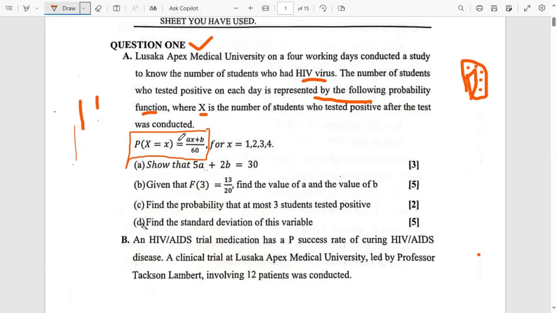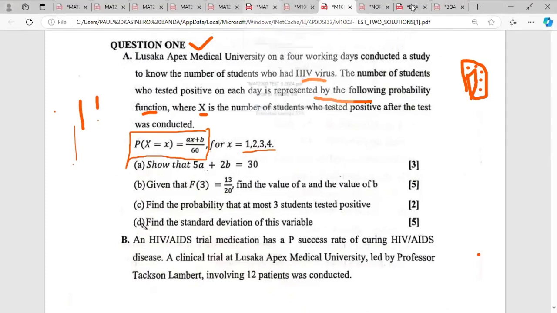We know that for something to be a valid PDF, the sum of all the probabilities of these random variables should be equal to 1. That's the concept we are going to use. So we find the probability of 1 plus the probability of 2 plus the probability of 3 plus the probability of 4, and the total should be equal to 1. We are using this probability density function. Okay, so let's do that.